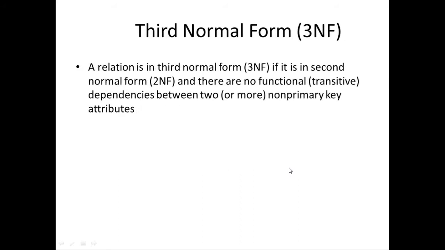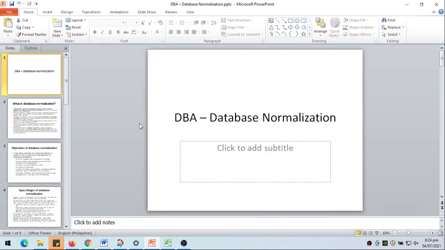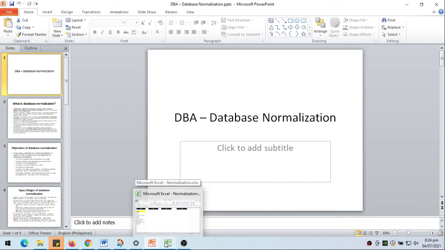Then the third normal form. A relation is in the third normal form, or 3NF, if it is in the second normal form and there are no functional or transitive dependencies between two or more non-primary key attributes. So that's the third normal form. Okay, so that ends my PowerPoint presentation. Now let's have an example.